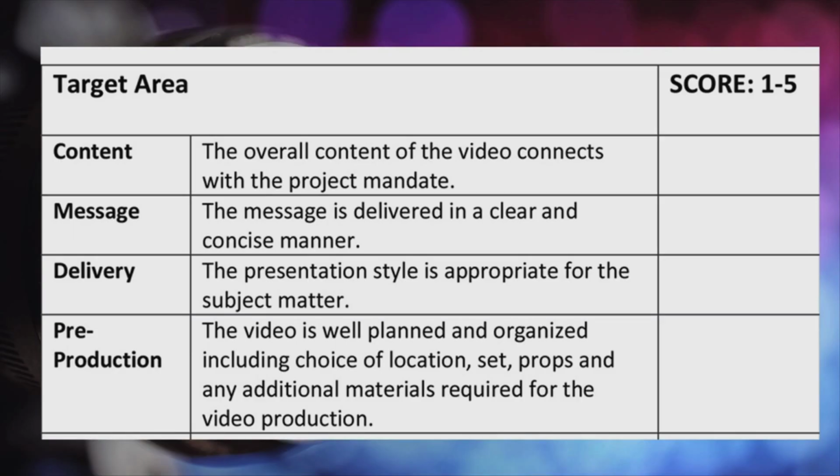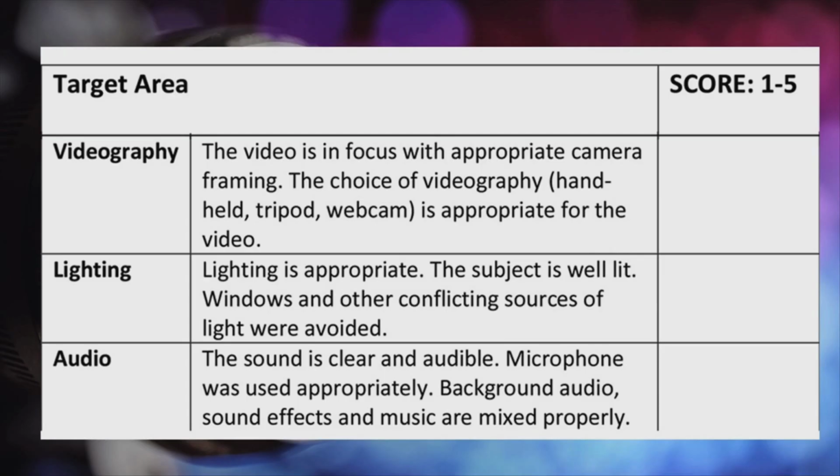The fourth category we want to look at is pre-production. And now here's where we start to get into some of the technical aspects of video production. So for pre-production, we want to look at, has it been well planned? Is it organized? Do you see indications that they put some time and effort into choosing a location? Have they used a set? Have they incorporated props into their presentation? Any other materials required for the video production that required some planning in advance? So if you see elements of that in the presentation, then that may reflect in a score that you give them for this category.